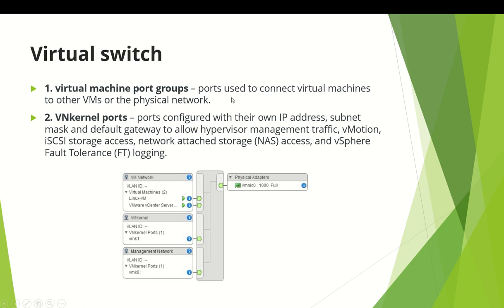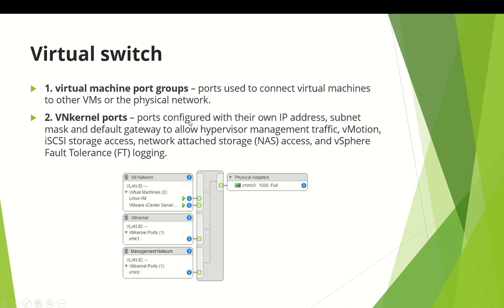groups. These ports are used to connect virtual machines to other VMs or the physical network. Then there are VMkernel ports. These are ports configured with their own IPs, subnet mask, and default gateway to allow hypervisor management traffic, vMotion, ESXi storage access, network attached storage, that is NAS, and vSphere FT, that is fault tolerance. So we need to configure these when we configure the virtual port groups and VMkernel port groups.